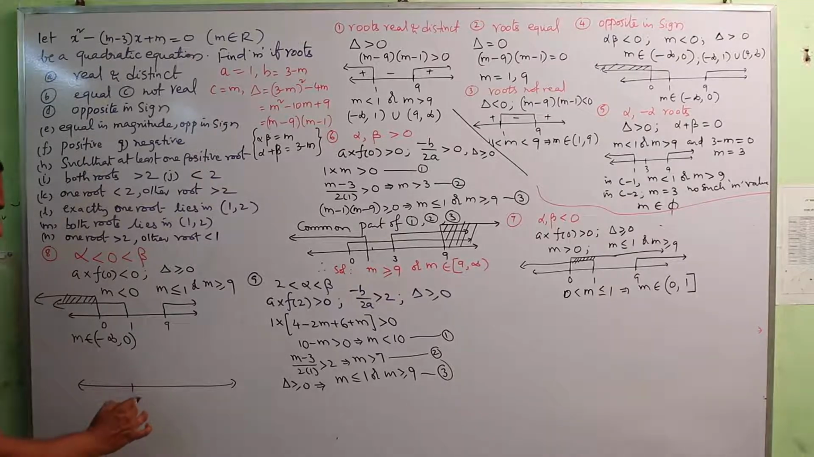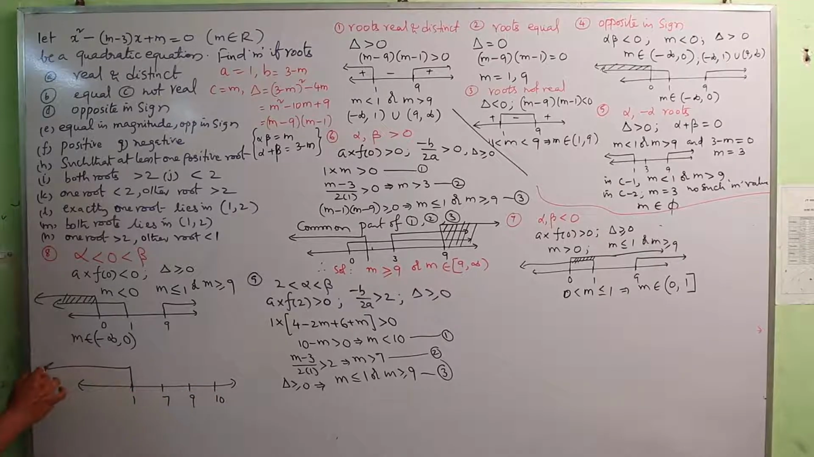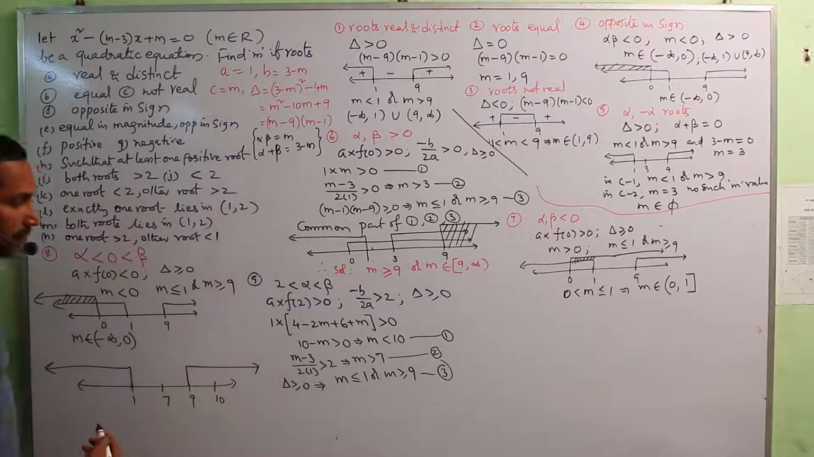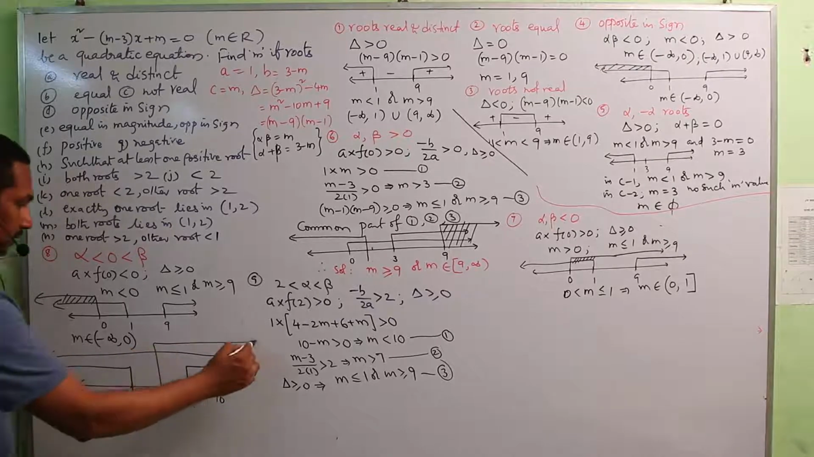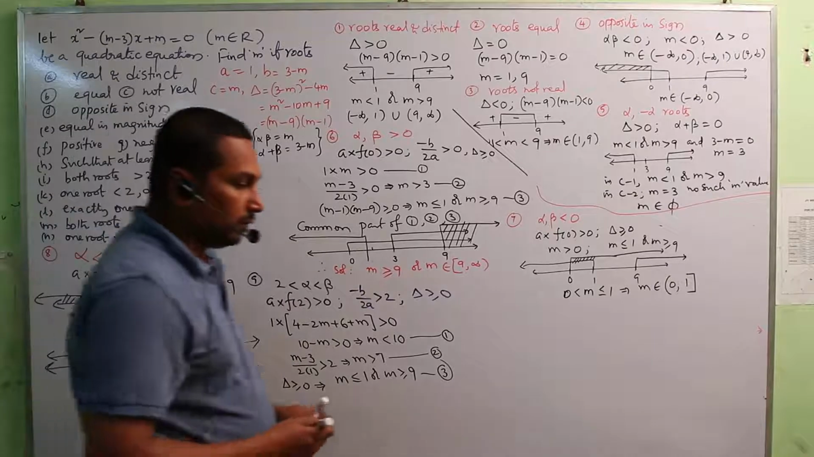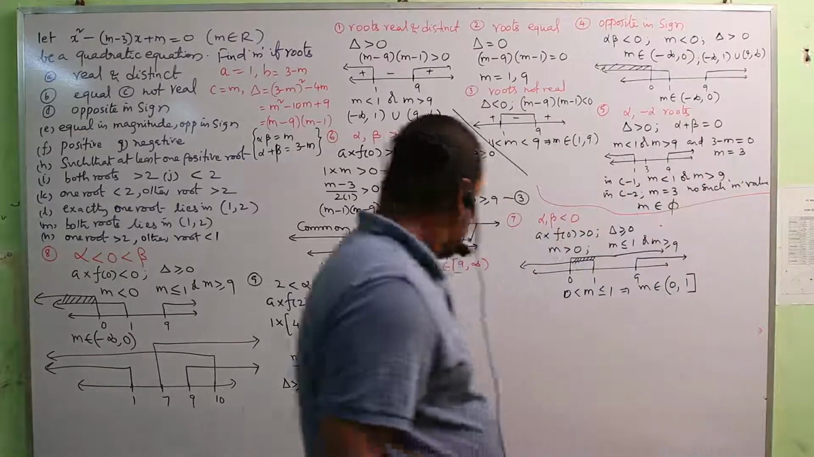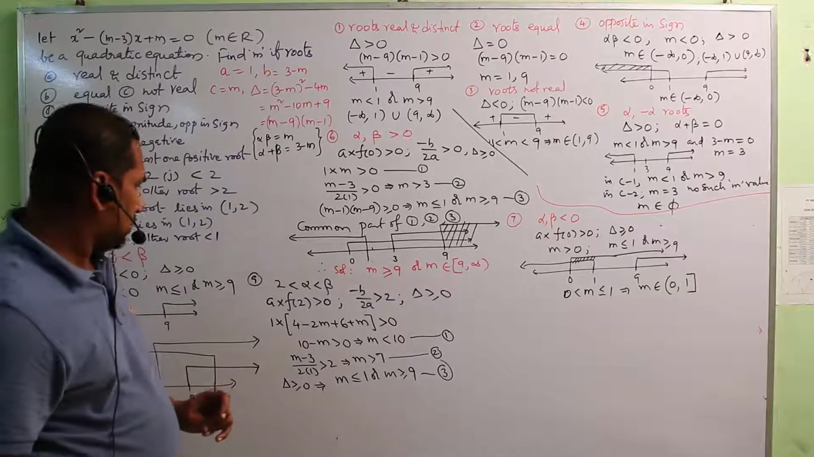So first, 1, 7, 9, 10. Now see, less than 1 or more than 9 including 9, and then less than 10, and then more than 7. So what is the common area that we have to identify? Go through the common area: more than 7, more than 9.